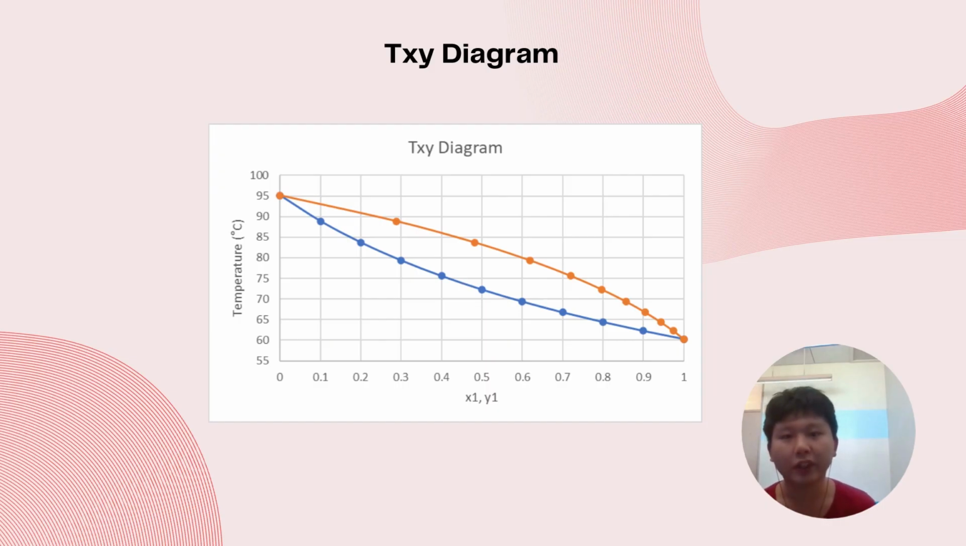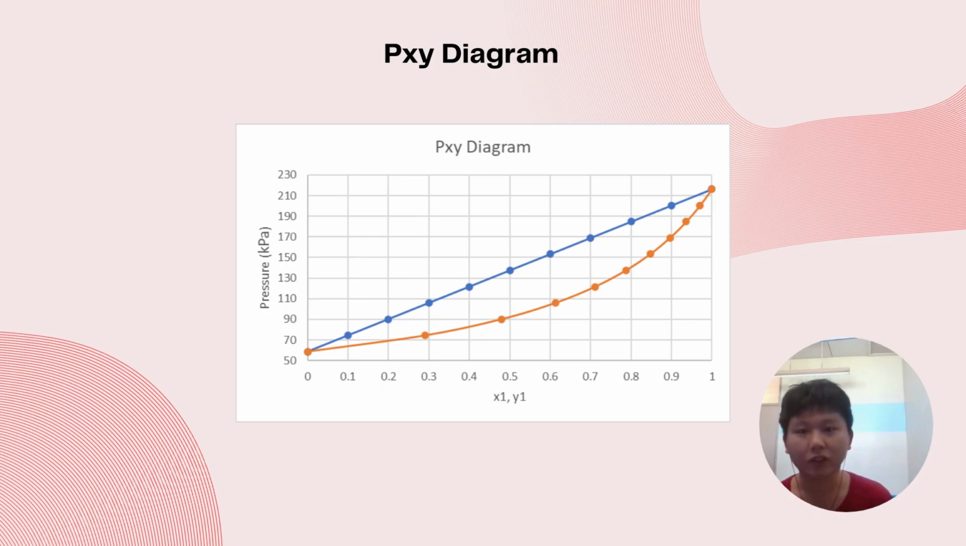This is the TXY diagram for the process, where the y-axis is temperature and the x-axis is x1 and y1. This is the PXY diagram, where the only difference is that the y-axis is pressure in kilopascal and the x-axis is also the same, which is x1 and y1.